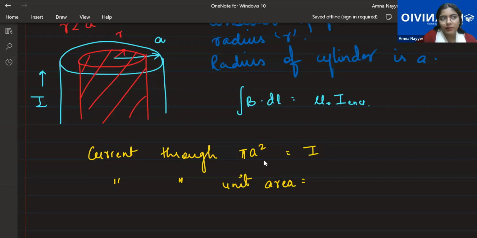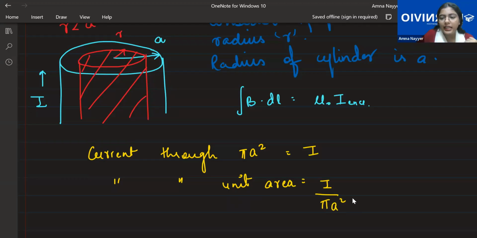Okay, think it like this. I'll give you some other example, then you'll be able to answer this. See, let's say we have 10 pens cost rupees 100. So unit pen will cost one, got it? Now tell me. So current through pi a square is I. So unit means one. If I say through 1 meter square, then you would be able to tell me. So one by pi a square. Now got it? Yes, one by pi.